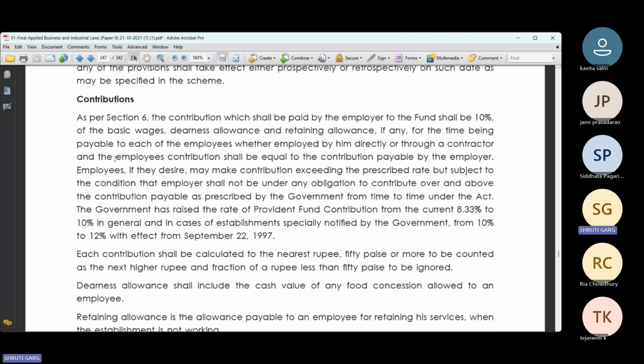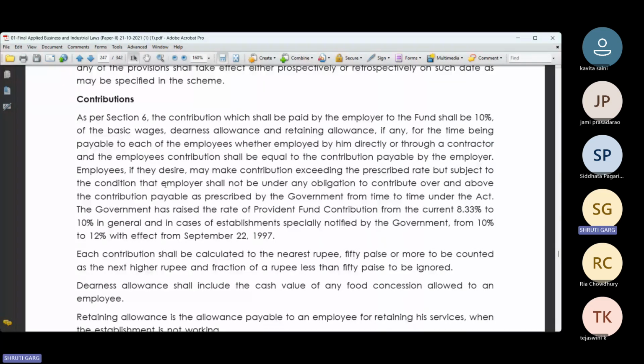And the employees' contribution, what will it be? Equal to the contribution payable by the employer. In that case, in the provident fund scheme, equal contribution will be made by employer and employee. Clear? And what percentage? 10% of the basic wage, dearness allowance and retaining allowance.